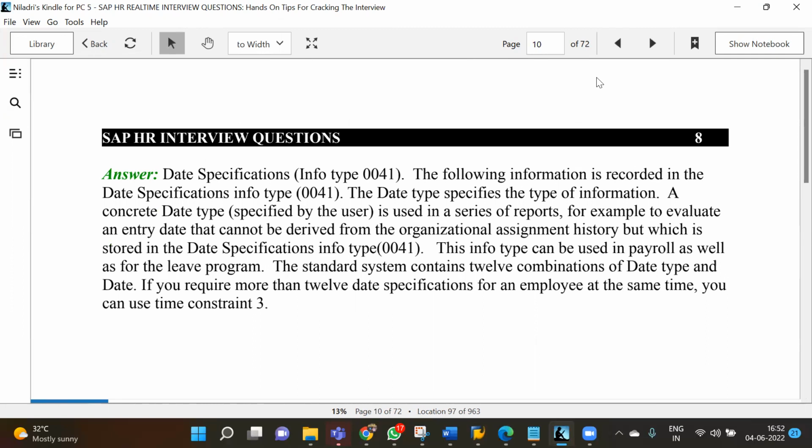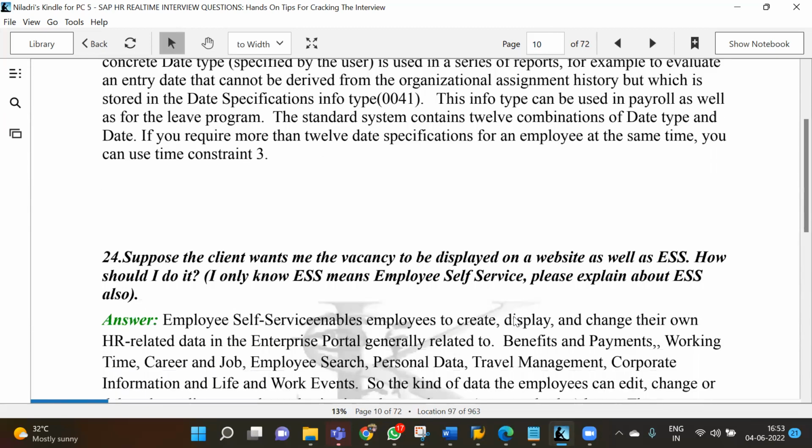And it is mostly used for any kind of development. Let's say a letter or email notification will be generated from the system after probation is completed. If the date is captured in this Infotype, accordingly you will be getting your notifications. So that is mostly the purpose you will use it for. In the standard system, it contains 12 combinations of date type and date. And if you require more, then you can use time constraint 3. So that is a trick here. Accordingly, you have to plan, right?